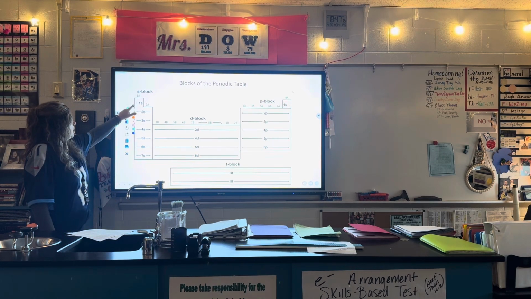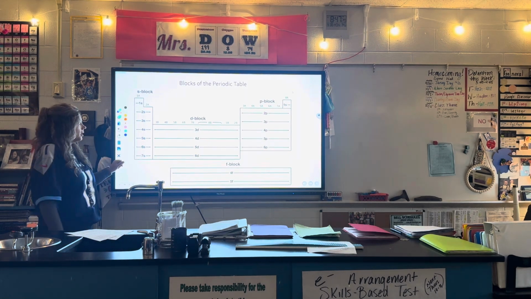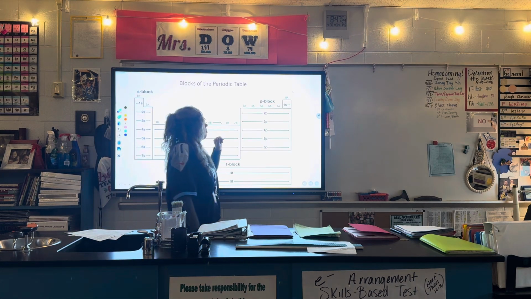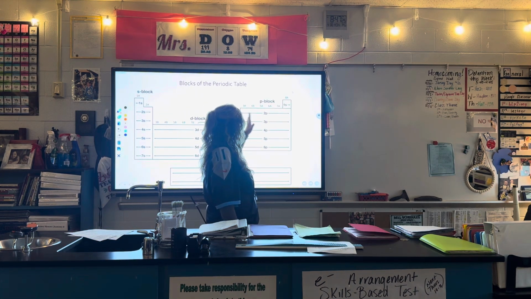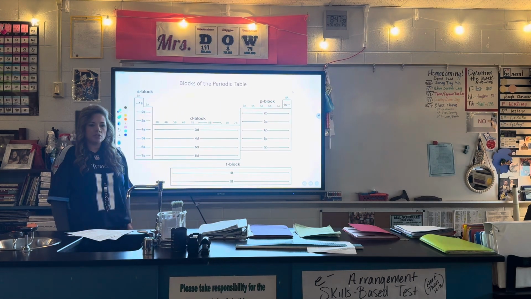So your S block is the first 2 groups, groups 1 and 2. D block is groups 3 through 12. P block is groups 13 through 18. And the F block is down here, those inner transition metals.